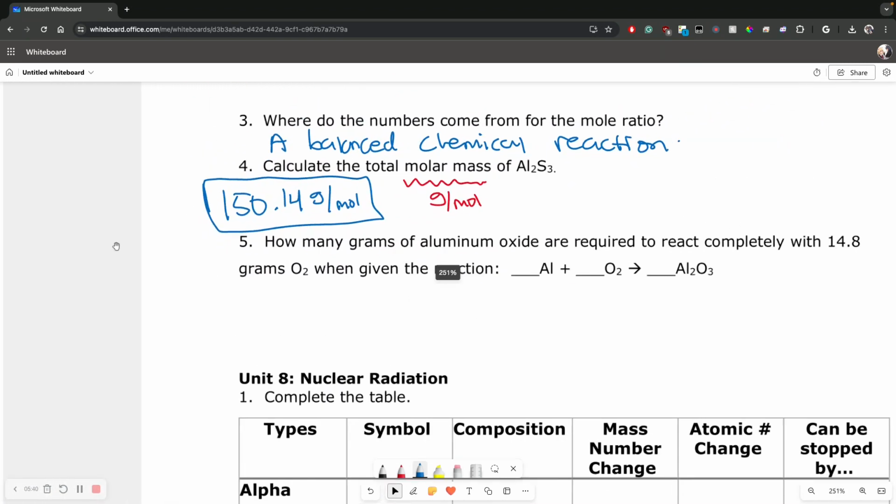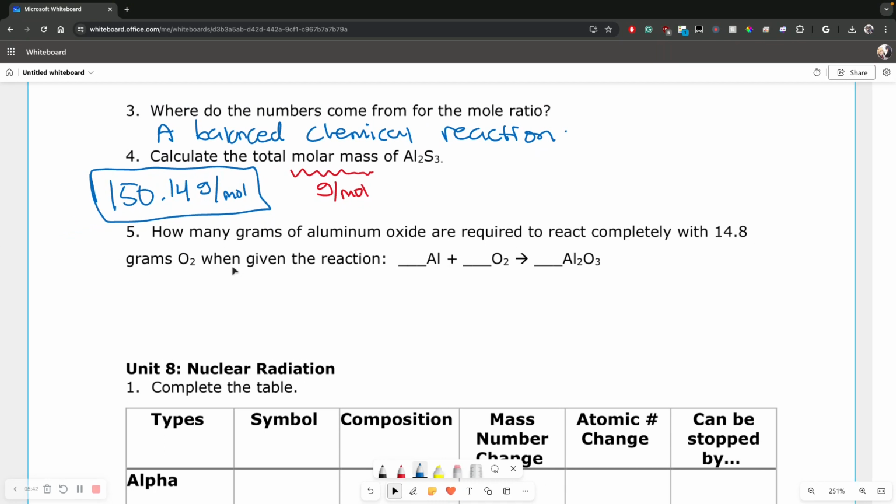Last but not least, question 5 says, how many grams of aluminum oxide, Al2O3, let's write that in a different color. We'll do purple. I feel like purple. How many grams of aluminum oxide, Al2O3, are required to react completely with 14.8 grams of O2 when given this reaction.